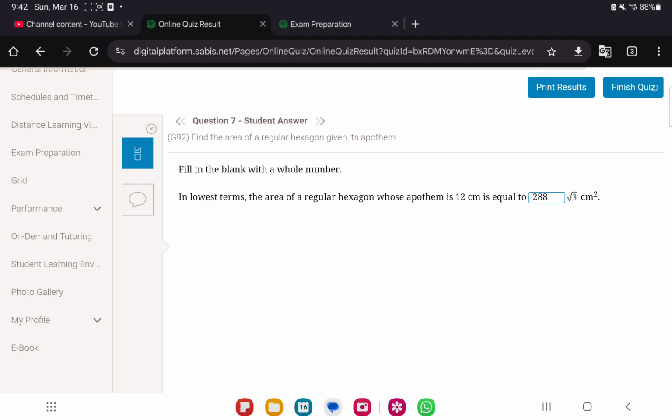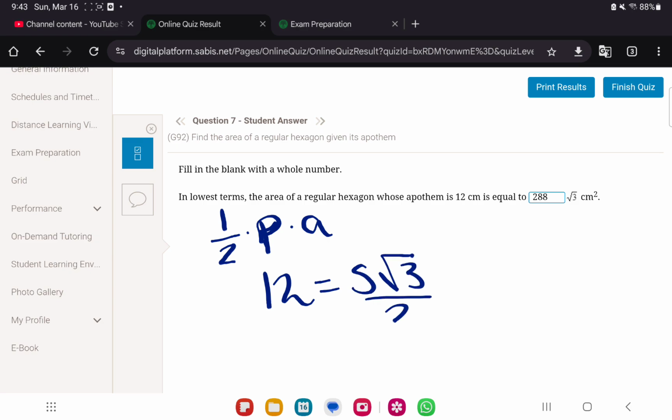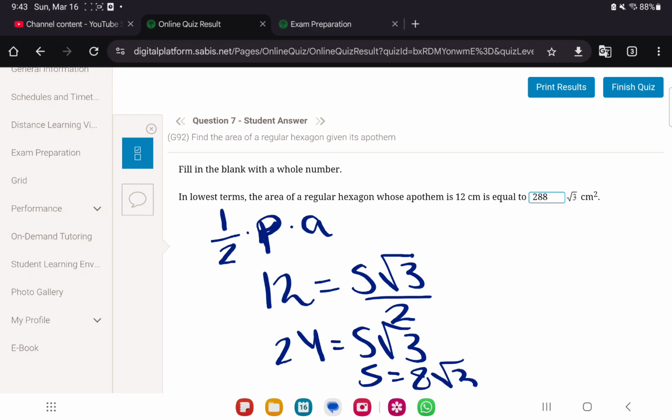That's question 6. Now question 7. Question 7 is also like question 3. They're going in order now. Okay, hexagon, it's half perimeter times apothem. I'm just going to put A for apothem because that's way too long to write. So, like I said, we don't have the perimeter, so the apothem is equal to the side times radical 3 over 2. So 12 times 2, which is 24. So 24 equals s radical 3. 24 divided by radical 3 is 8 radical 3. So one of the sides is 8 radical 3.